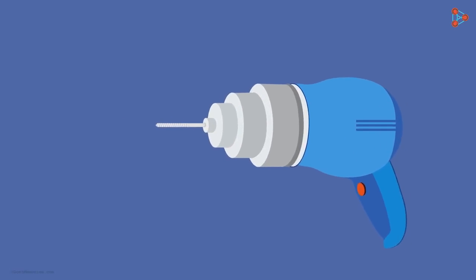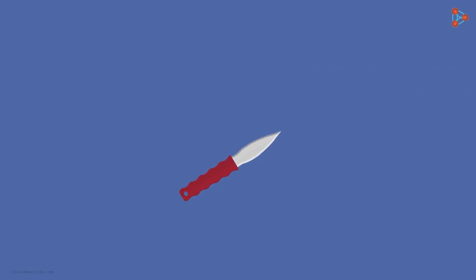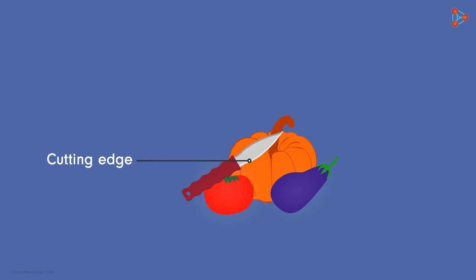You can even use drill machines to drill holes into the wall. You see that it has a pointed tip for the same reason. You can easily cut vegetables using the cutting edge of the knife. But if you use the blunt edge of the knife, it will be difficult to penetrate.